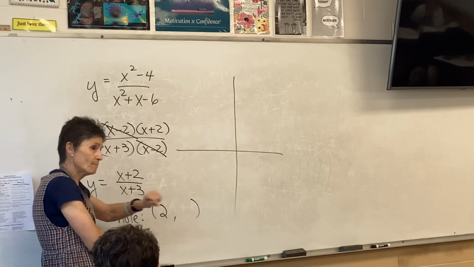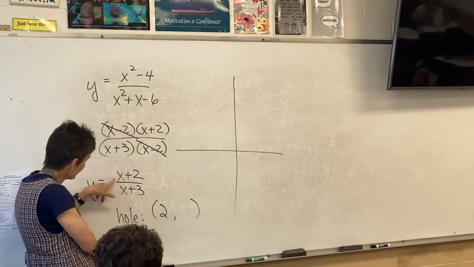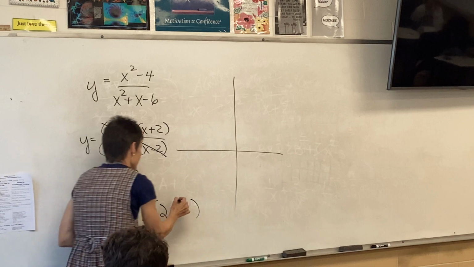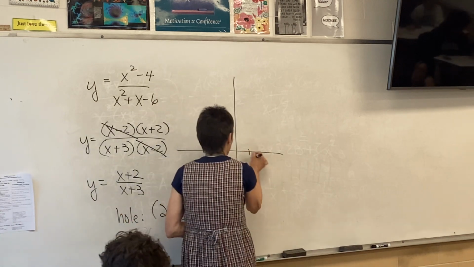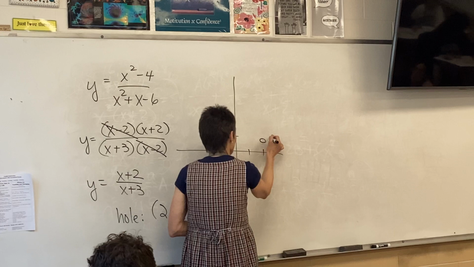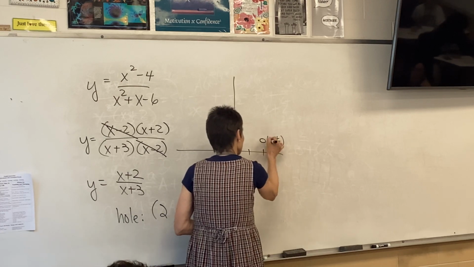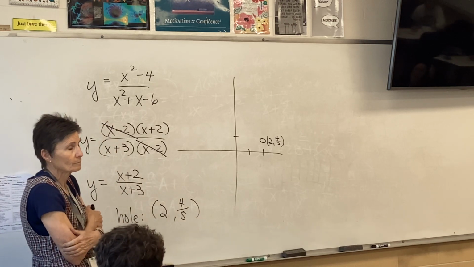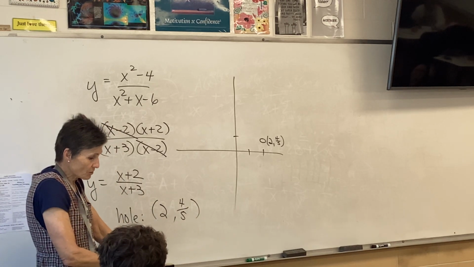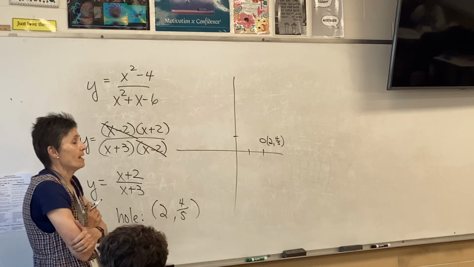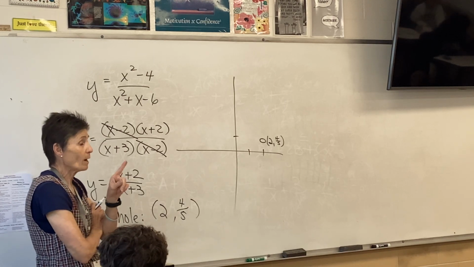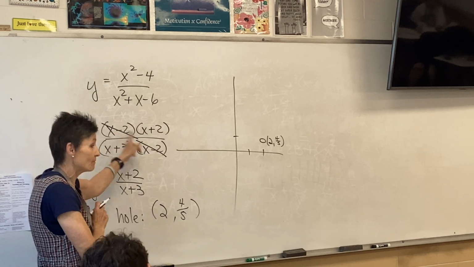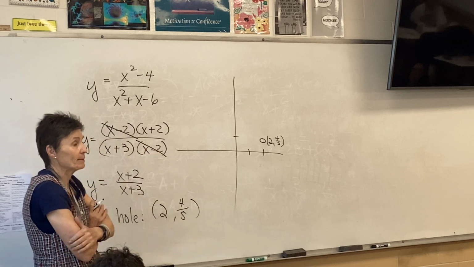How do you get the y? You plug 2 in right here, so if I plug 2 in right here, y gets 4/5. So in my picture, I'm going to have a hole at (2, 4/5). So I'm gonna put a little open circle there and label it. There's my hole. Now, we also need the intercepts and the asymptotes. By the way, will every picture have a hole? No, you only have them if this happens, and that doesn't have to happen in every problem.